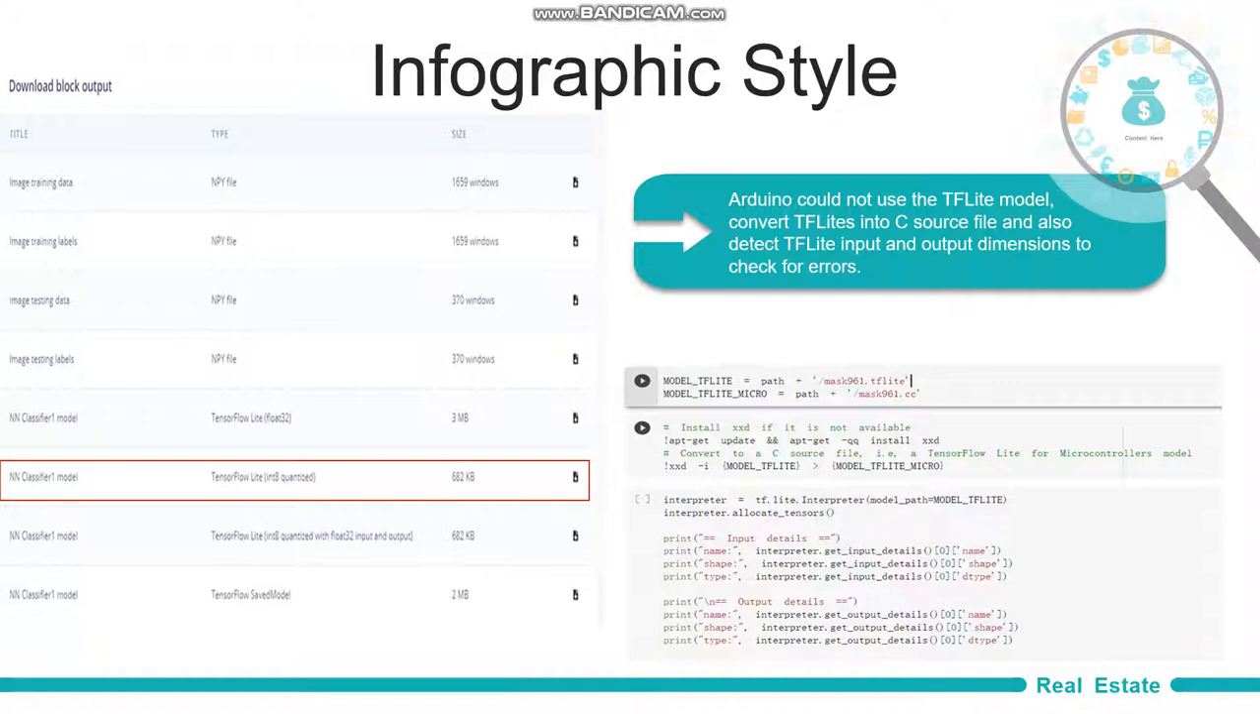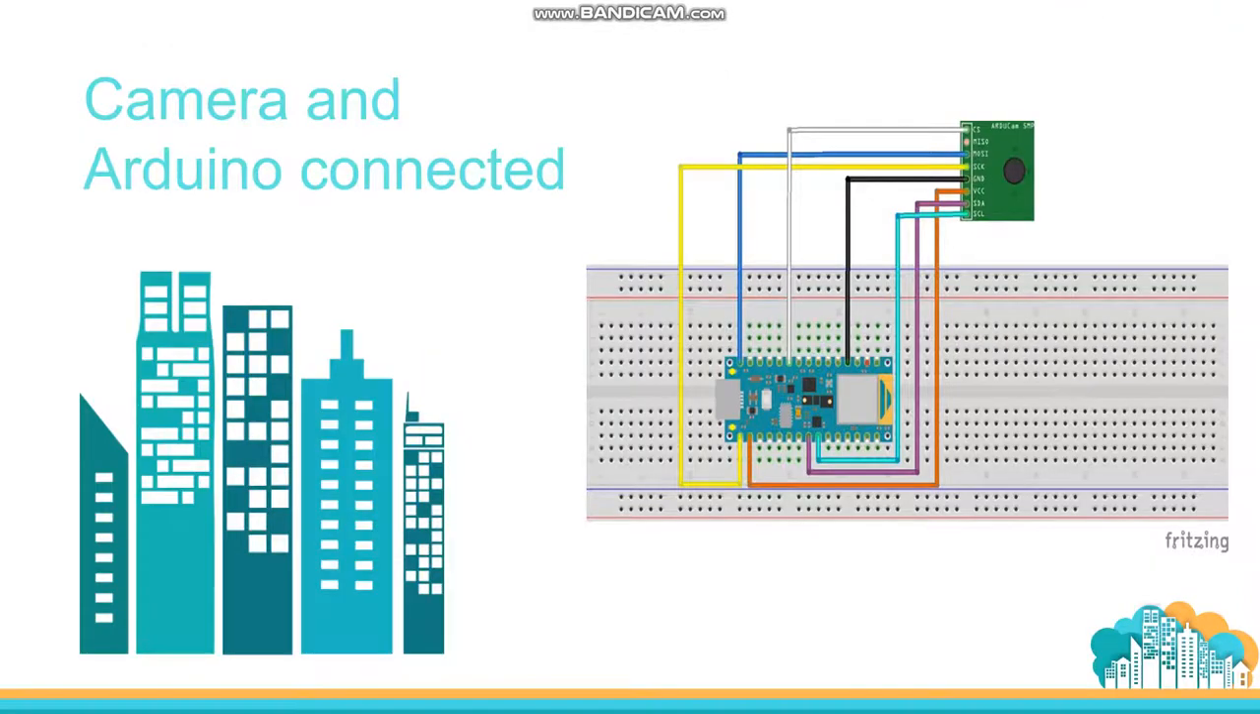Arduino could not use the TF-Lite model directly, so a convert script was written with reference to the TensorFlow format, which could convert a TF-Lite model into a C source file, which is the arrays, and also detect the TF-Lite input and output dimensions to check for errors. The main code is shown here. And then I downloaded the .cc file and copied its contents to the example program, person detection experiment.